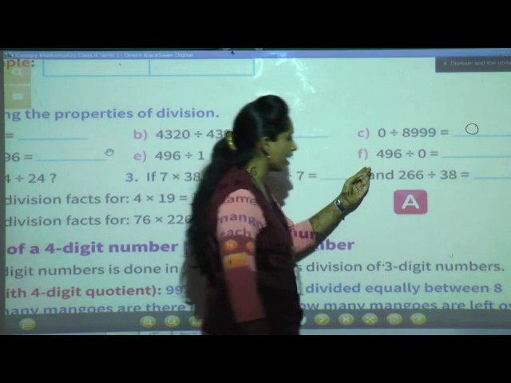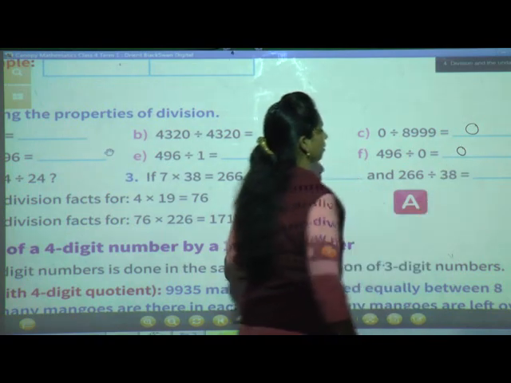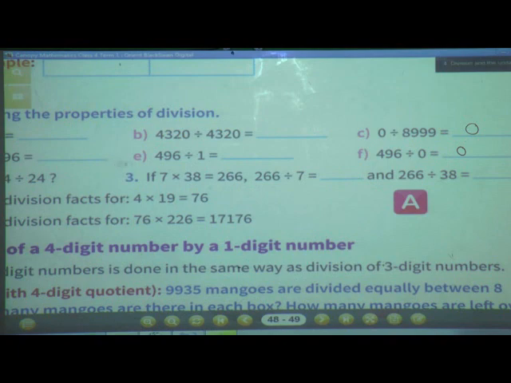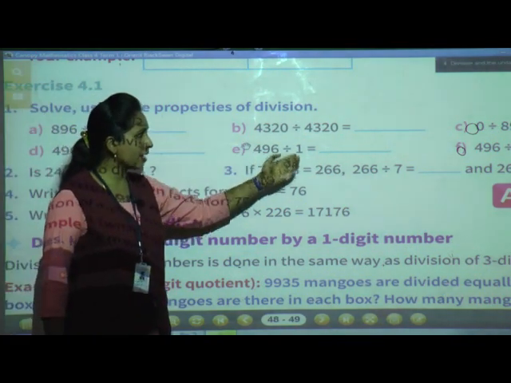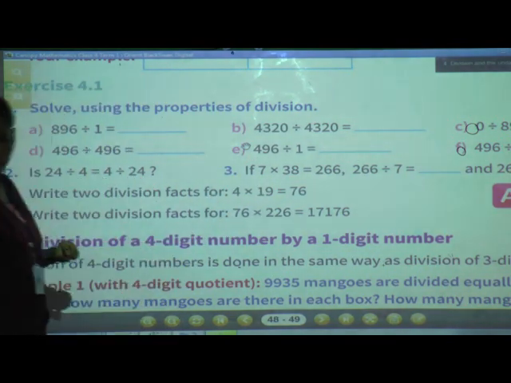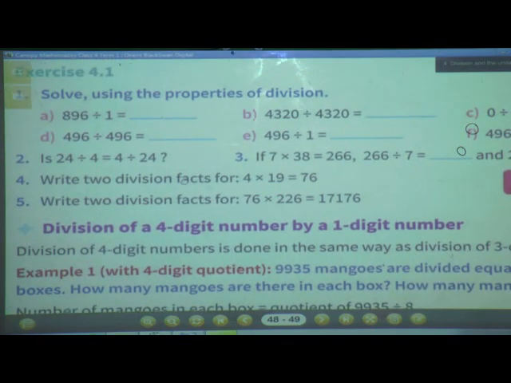Yes. If suppose F, if a number is divided by 0, also the answer comes 0 only. Okay? And now see D, same. If the number is divided by itself, the answer comes 1. And when a number is divided by 1, what will come? The answer comes itself. Isn't it? Correct? Is it correct? Yes. Now we will see the second question. What is the second question?